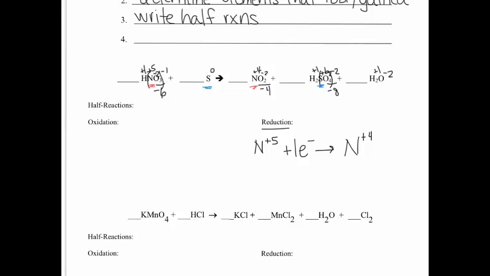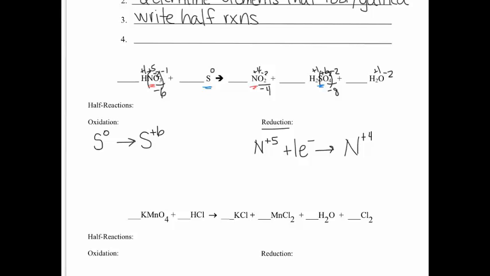So that means that sulfur was oxidized. Sulfur went from 0 on the reactant side to +6 on the product side. Again, we're going to put the electrons on the side with a higher oxidation number, and the charges need to be the same.